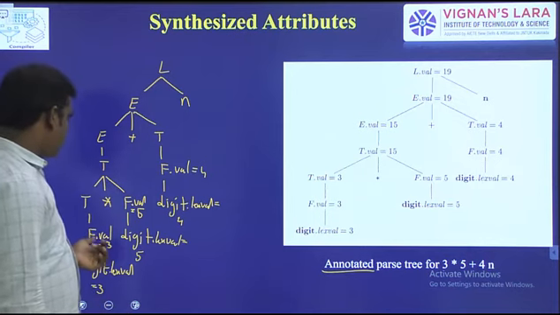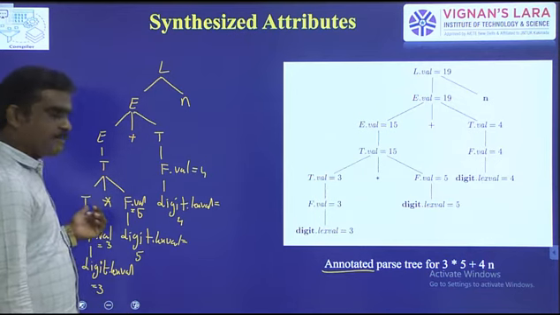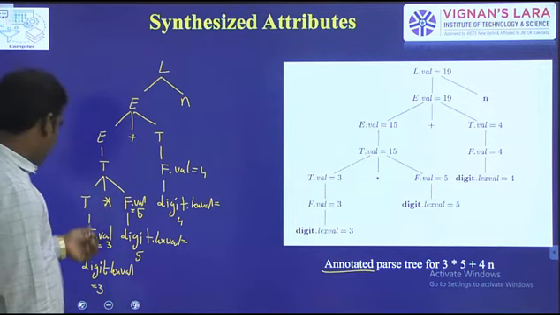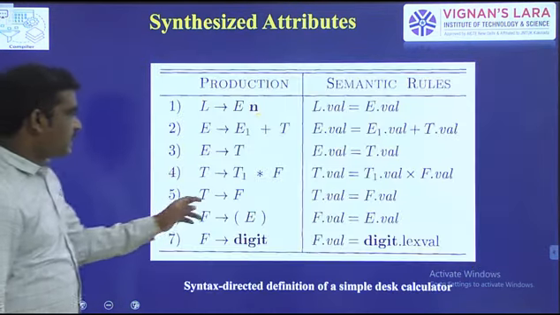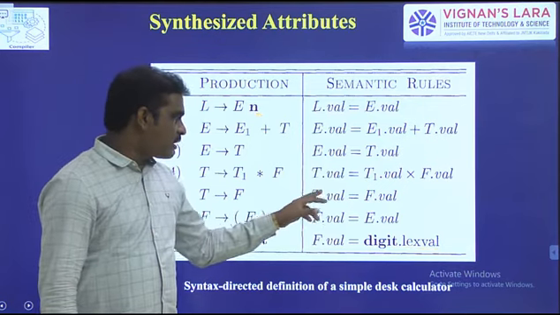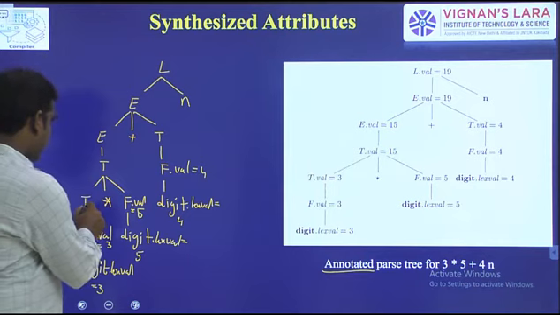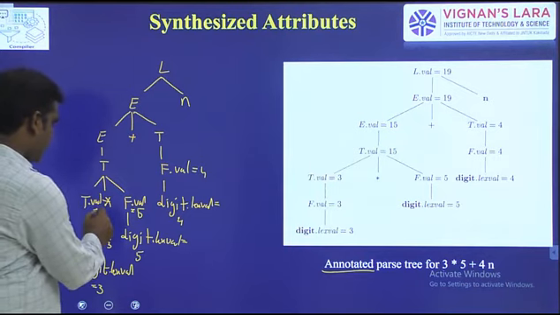Next one. Now what is the root node? T. What is the value of T? The production is T to F. So T.value equal to F.value. In this case, T.value equal to F.value. What is the value? 3.